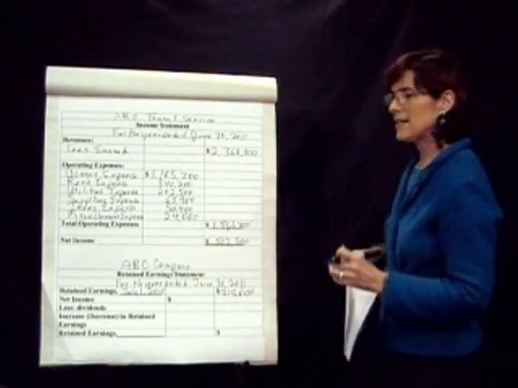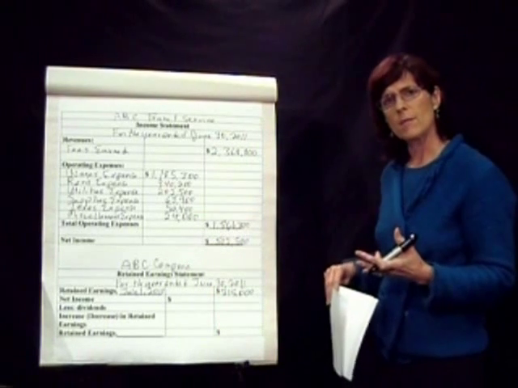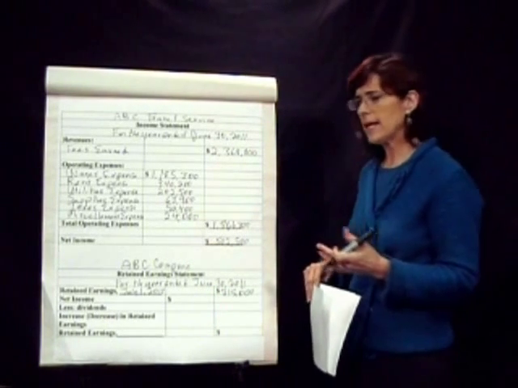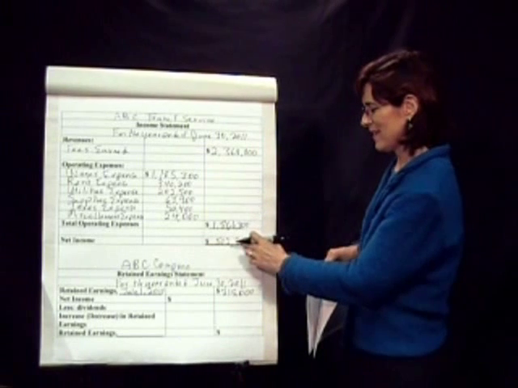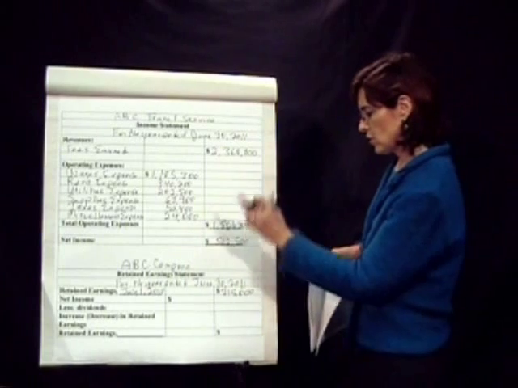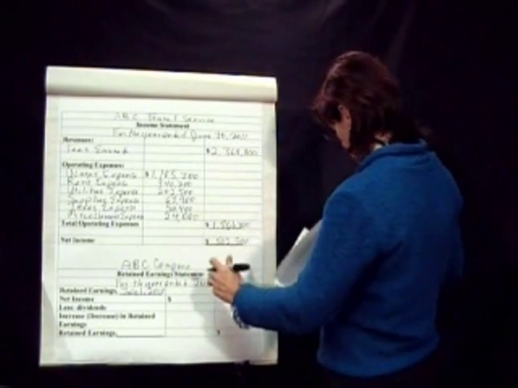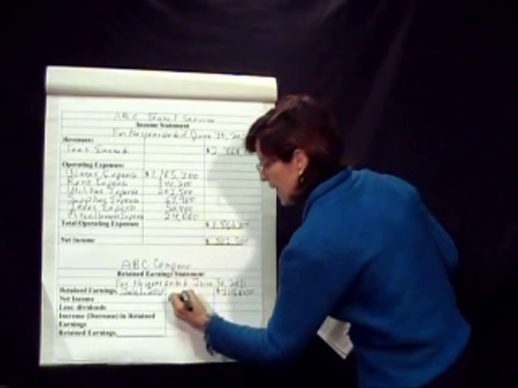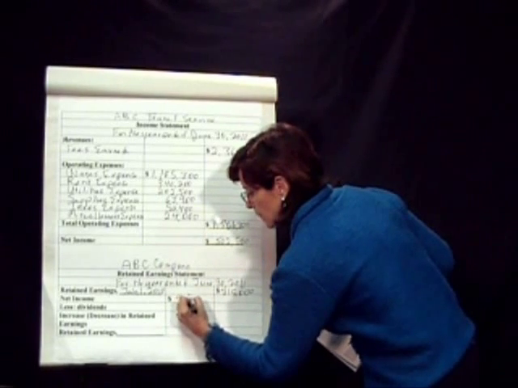All right, the next line says net income. Where do we get the net income from? Haven't we already calculated that up here? Okay. Remember, financial statements are prepared in a certain order, so you're going to be adding the net income right here. So just bring it down, $502,500.